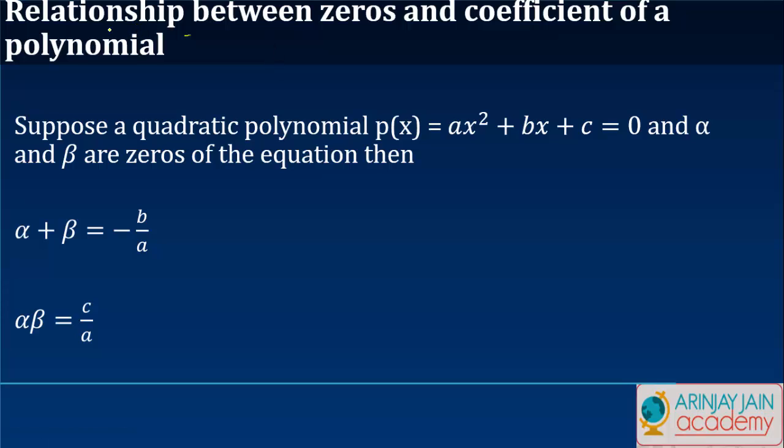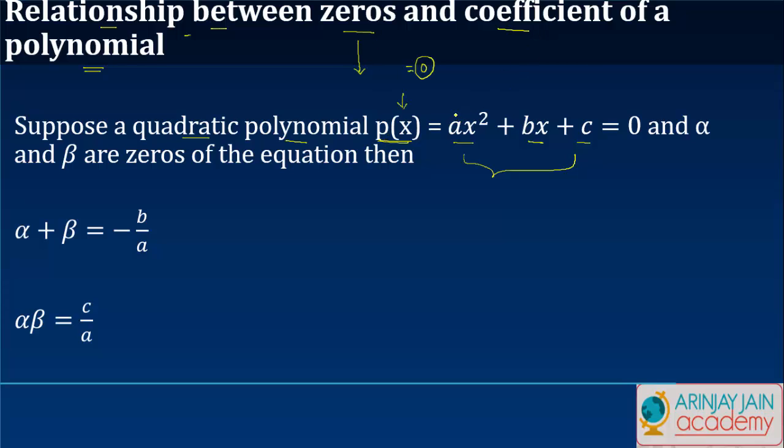In this video, we are going to see what is the relationship between zeros and coefficients of a polynomial. Now, suppose you have a quadratic polynomial p(x), and this is represented by ax squared plus bx plus c. In this case, we know that zeros are basically the values for which this polynomial becomes 0. So if any particular value of x that we put in here makes this entire polynomial 0, then we say that it is a zero of the polynomial p(x).